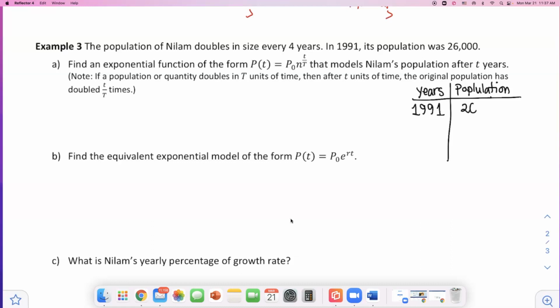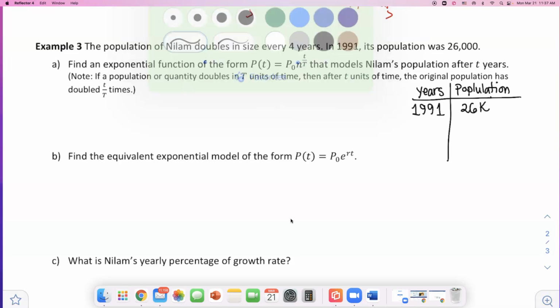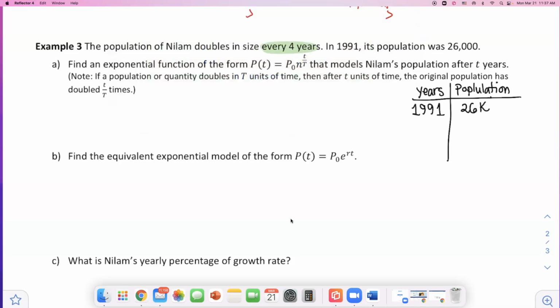And back then we have 26,000 people. They did mention that this population is doubling every 4 years, right? So 1 4-year period later, 1995, we're going to have 26 times 2. So 52,000 people in this country.